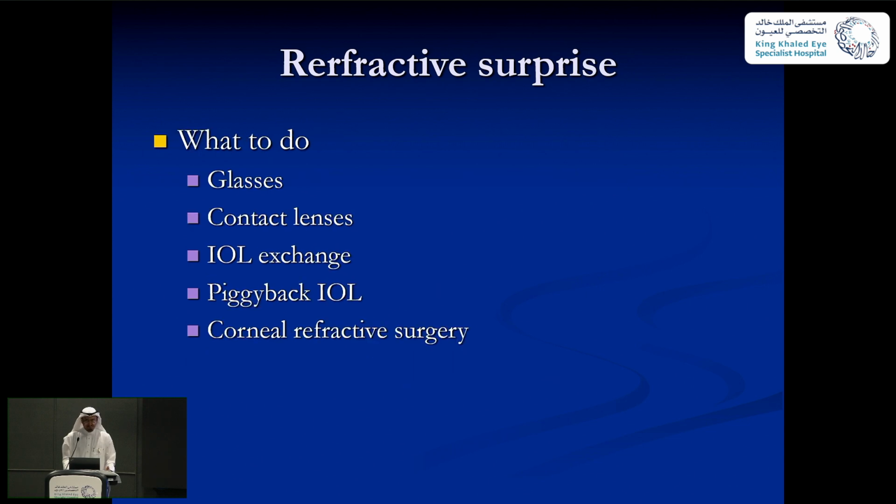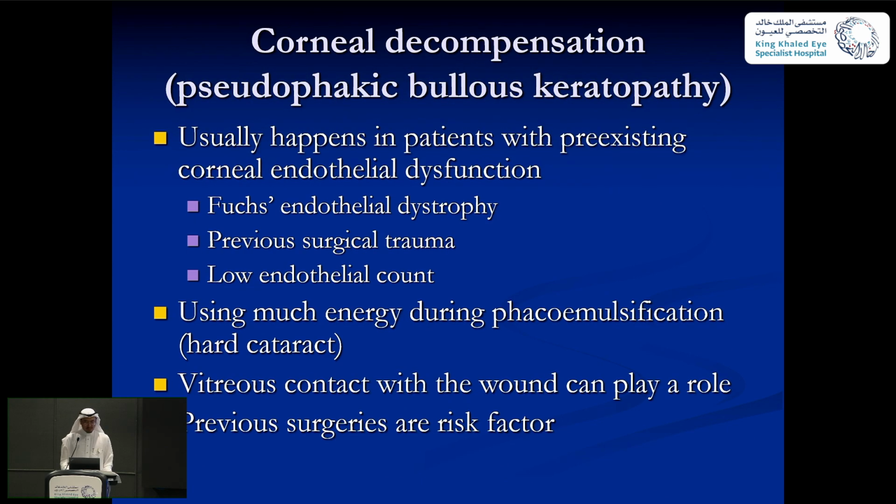What to do? Glasses are the simple treatment. Contact lens. We can go ahead and change the lens, intraocular lens exchange, or we can put a piggyback lens. There are some lenses that are designed to be put over the original lens, especially if there is fibrosis already and you think that you will not be able to extract the intraocular lens without complication. You can go ahead and put a piggyback IOL or do corneal refractive surgery for the refractive surprise.